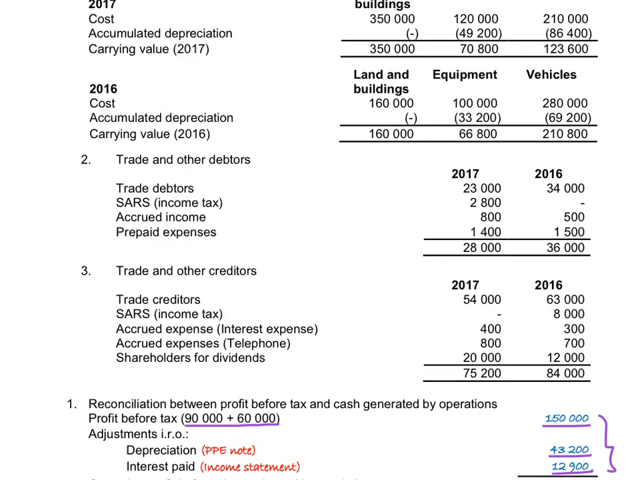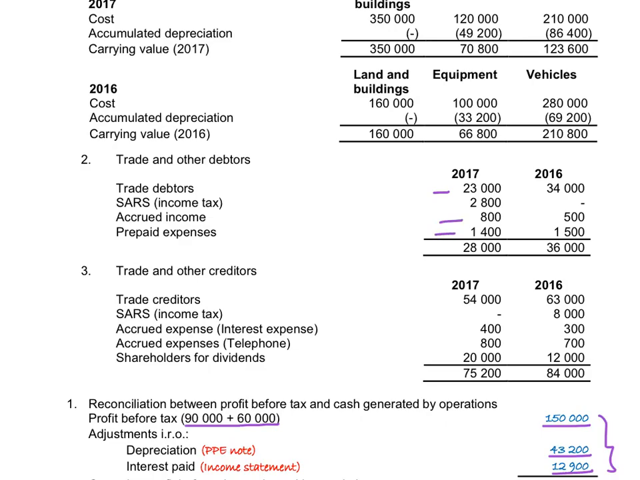Okay, if we look at the trade debtors, the total amount on the balance sheet consists of trade debtors and SARS income tax. SARS is shown separately because we show the outflow of money as a result of tax separately. So I will take the debtors plus the accrued income plus the prepaid expenses for both years and deduct them from each other to see what the movement is.